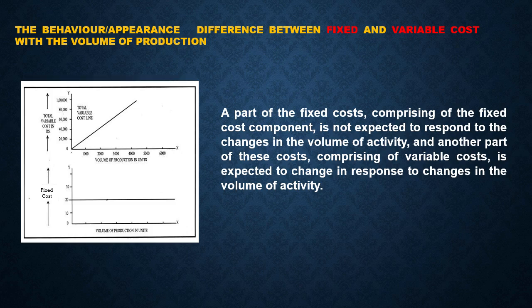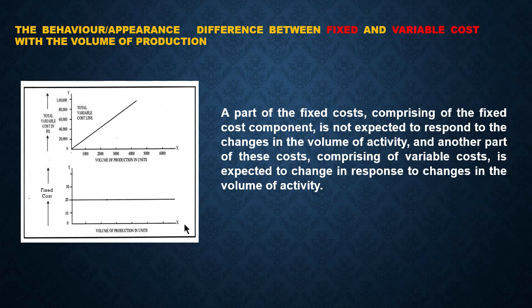Next, this is the behavior or appearance of the difference between fixed and variable cost with the volume of the production. The upper one is the variable cost with respect to the volume of the production, and the lower one is the fixed cost with respect to the volume of the production.